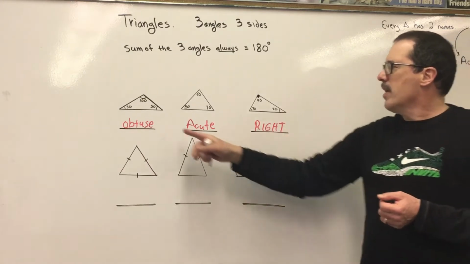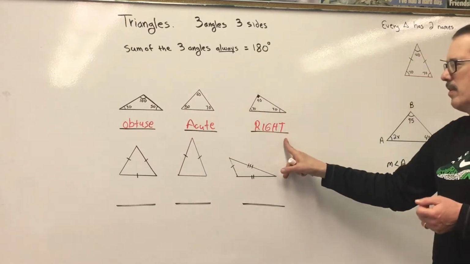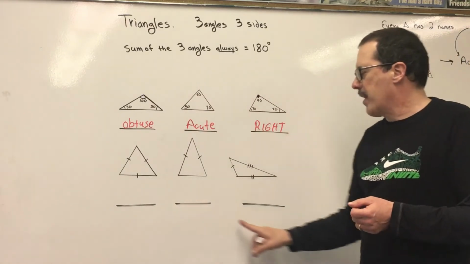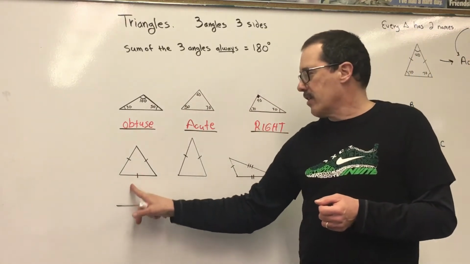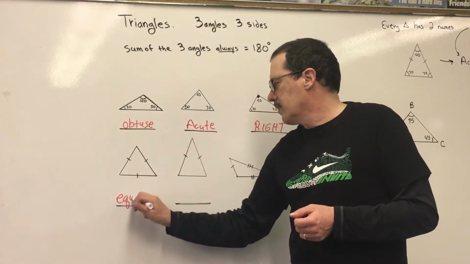Okay, let's go down. So these are all by their angles, and I call that their first name. Their last name is by their sides. This one has all the sides the same, and so this is called an equilateral.